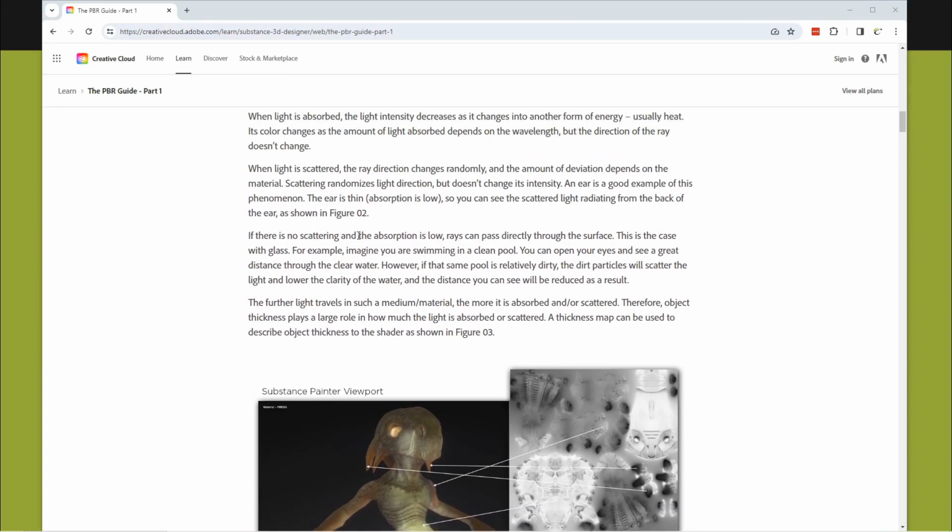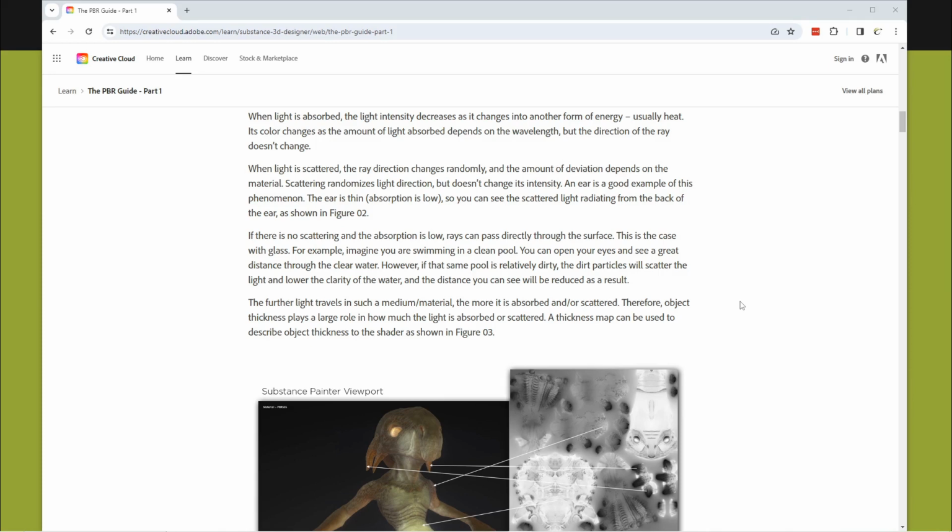If there's no scattering and the absorption is low, rays can pass directly through the surface. This is the case with glass. For example, imagine you're in a swimming pool, swimming, and it's a nice clean pool. You can open your eyes and see a great distance through the clear water.